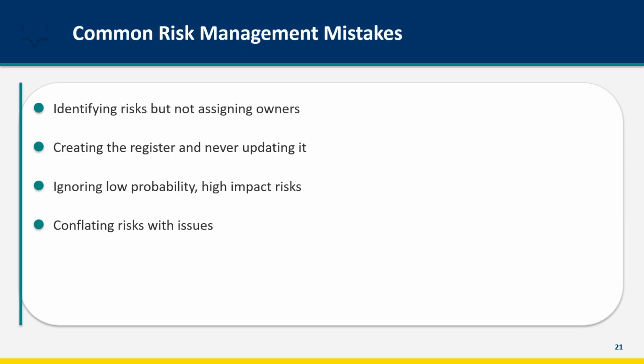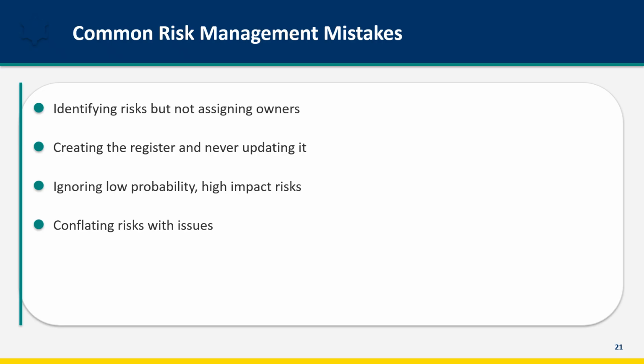Watch out for common mistakes. Identifying risks without assigning owners leaves risks unmanaged. Someone must be accountable. Creating the register and never updating it makes risk management theater. If the register is stale, it's useless. Ignoring low probability, high impact risks can be devastating. A 5% chance of project cancellation needs attention.